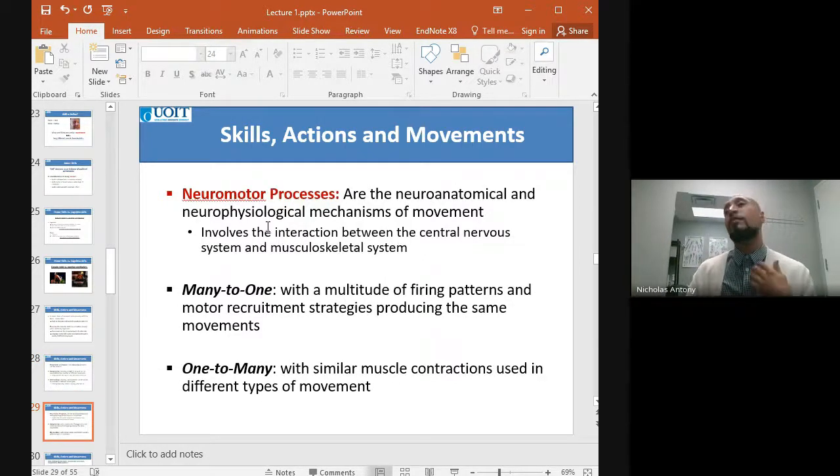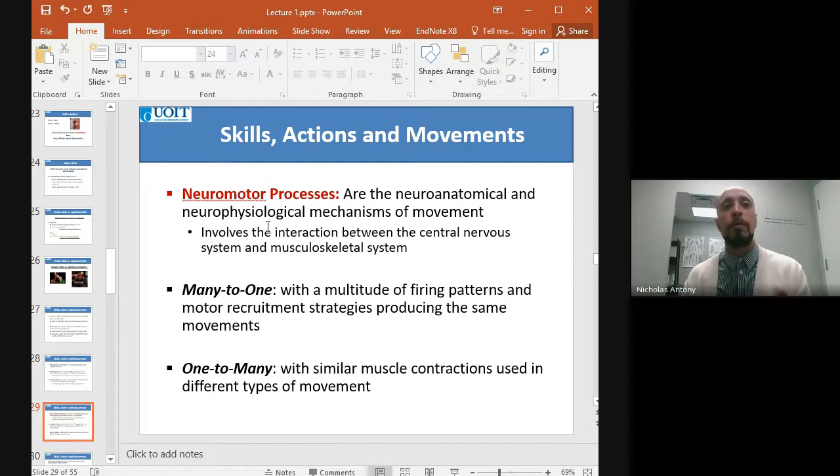And then when we're looking at it from a neuromuscular perspective, neuromotor processes is the last term. Neuromotor processes is talking about the motor recruitment patterns, so the neuroanatomical and neurophysiological mechanisms of movement. So how we activate our different muscles. And that can also be a many-to-one relationship in that there are a large number of different firing patterns or neuromuscular processes that can be utilized to achieve the same goal.